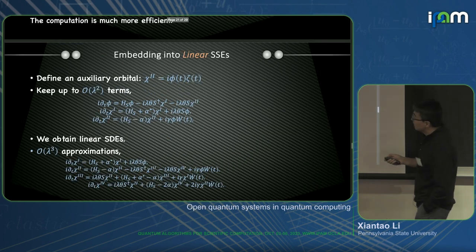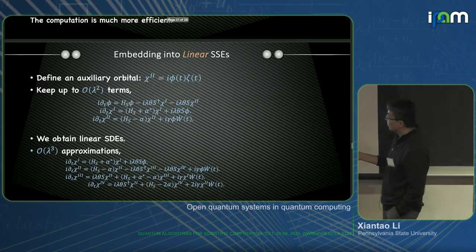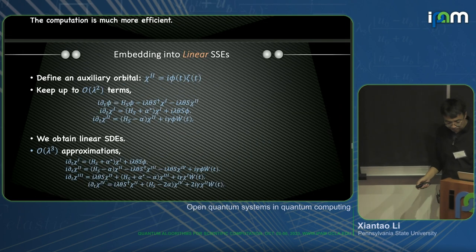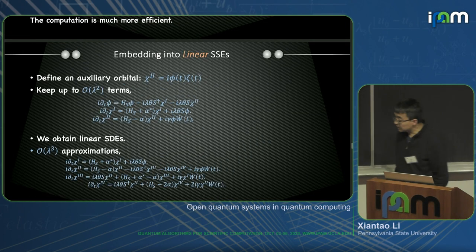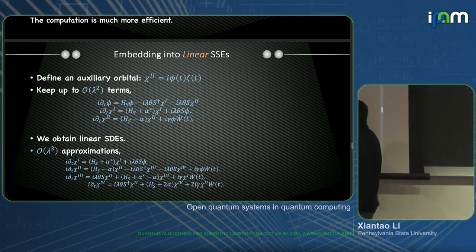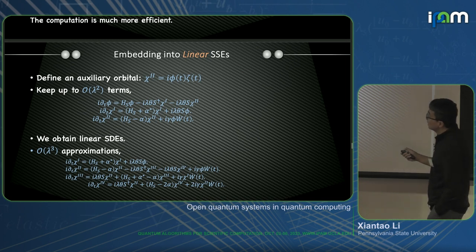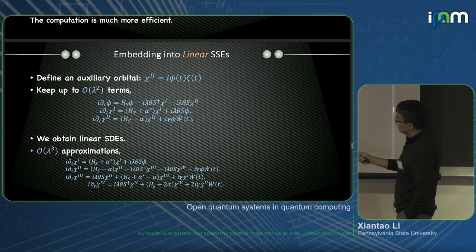So this could be useful for classical simulations, right? But to derive a sort of quantum master equation, what you can do is treat those two variables together without treating the OU process separately, and you can derive this extended system, and you can check that this is indeed a linear stochastic differential equation.